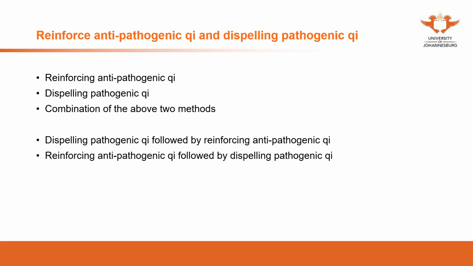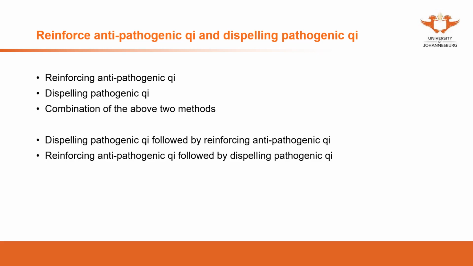So sometimes we use these two methods together. You can use one, you also can use them together. It depends on which one is dominant, and also depends on the cause of disease. Sometimes we reinforce the anti-pathogenic qi first, followed by dispelling the pathogenic qi. In some situations, we dispel the pathogenic qi first, followed by reinforcing the anti-pathogenic qi. It depends on the patient's body constitution.